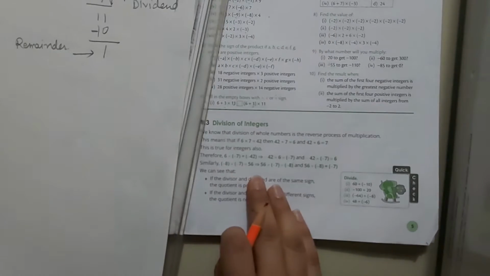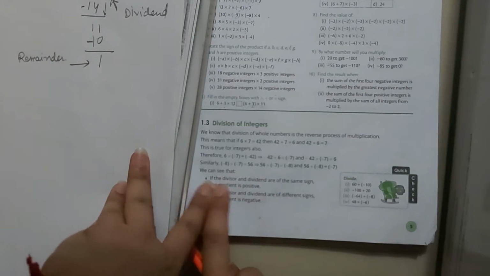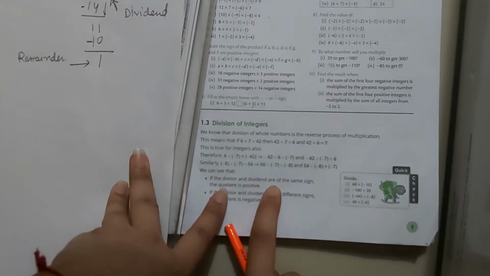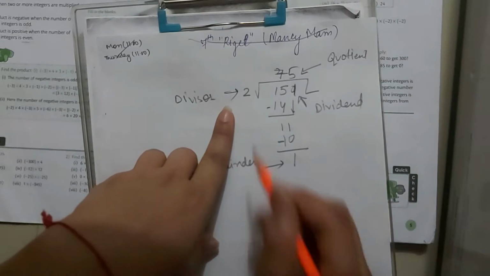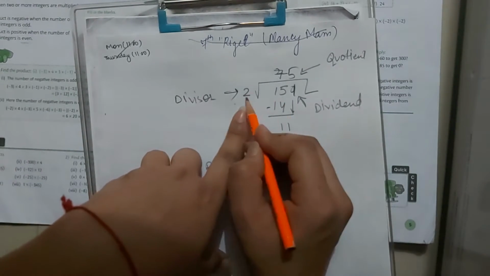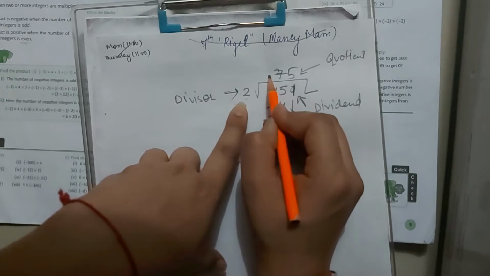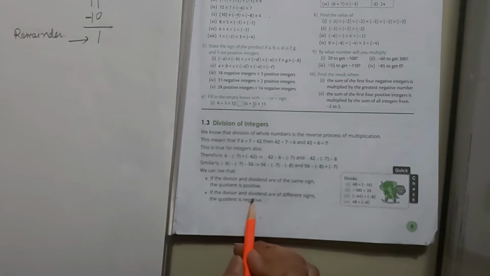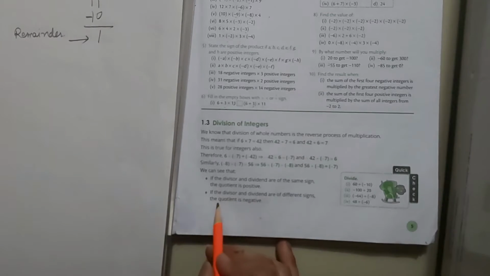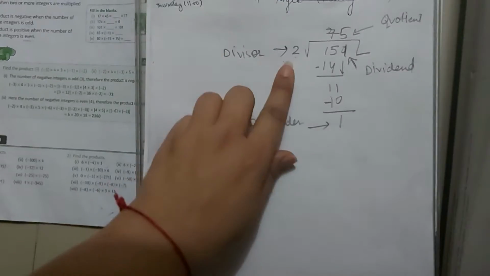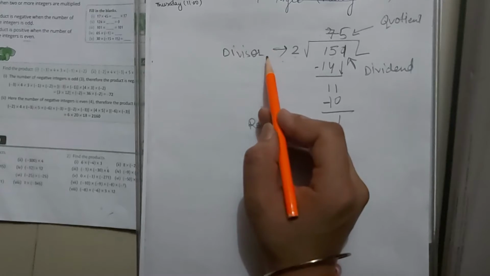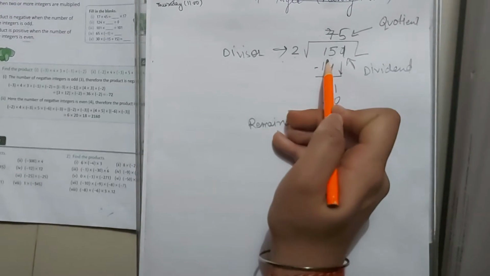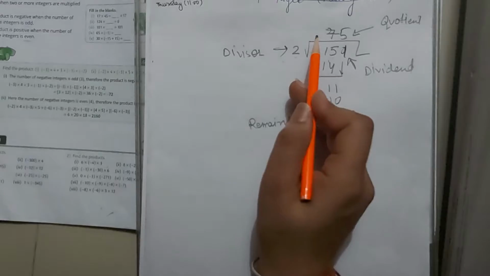So what is our first tip? The first tip is that if the divisor and dividend are of the same sign, then the quotient will be positive. On the other side, if the divisor and dividend are of different signs, then the quotient will be negative. Means if the divisor and dividend are opposite in signs, either the divisor is negative or the dividend is negative, then the quotient will be negative.